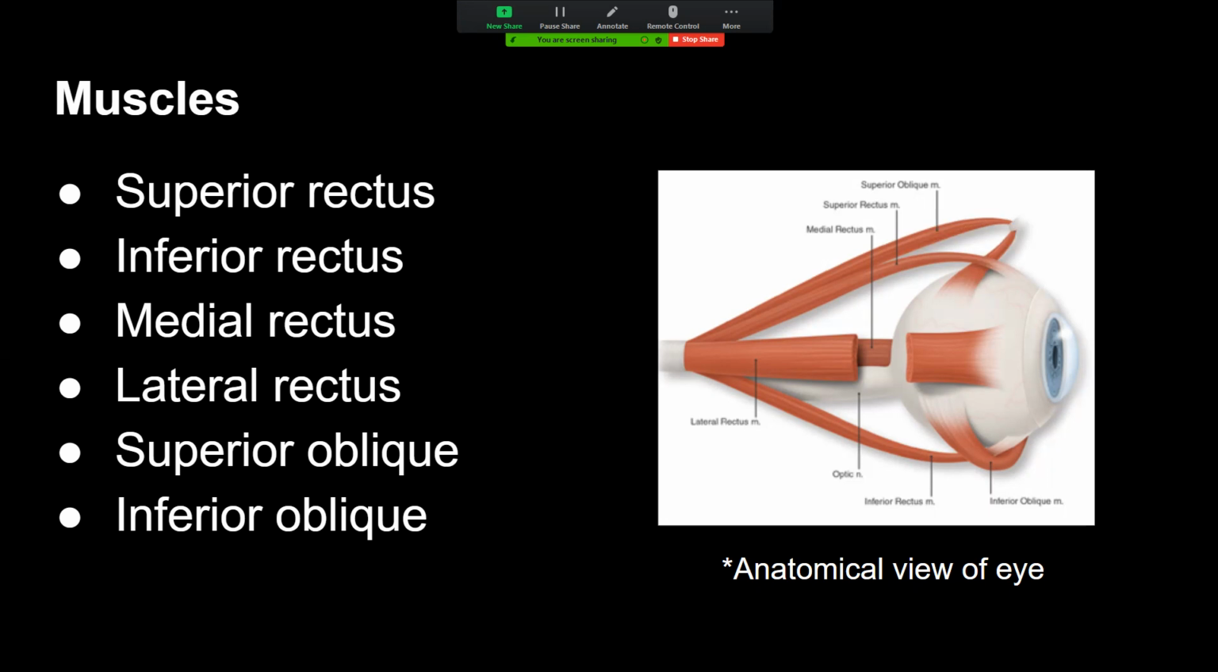The inferior oblique arises in the front of the orbit near the nose, and then it travels outward and backward in the orbit before attaching to the bottom part of the eyeball. It rotates the eye outward and then moves the eye upward. So you can see that muscle is located right here on this image.